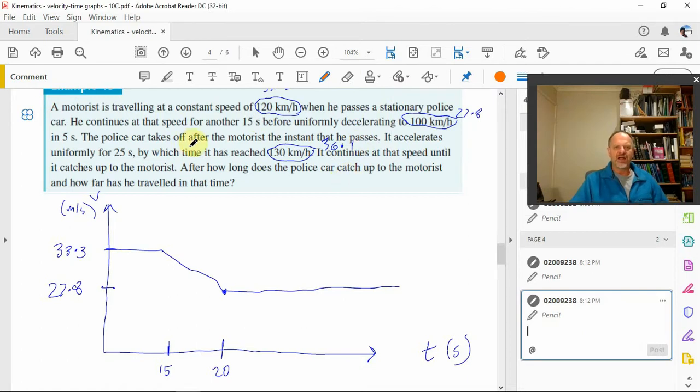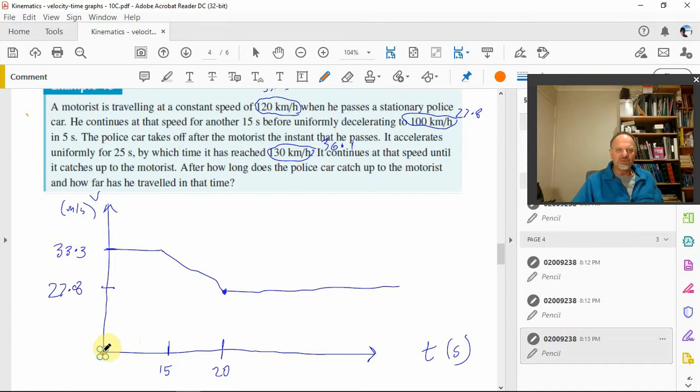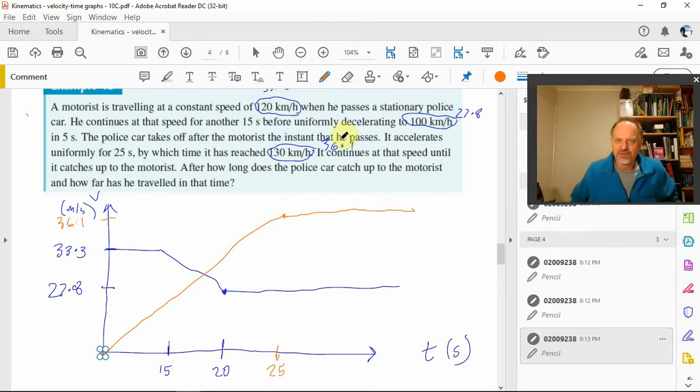A police car takes off after the motorist the instant he passes. All right, so there's time equals 0, the instant that the motorist comes past, and it accelerates uniformly for 25 seconds, by which time it's reached 130. It continues at that speed until it catches the motorist. After how long does the police car catch up to the motorist, and how far has he travelled? So how long, time, how far, distance.